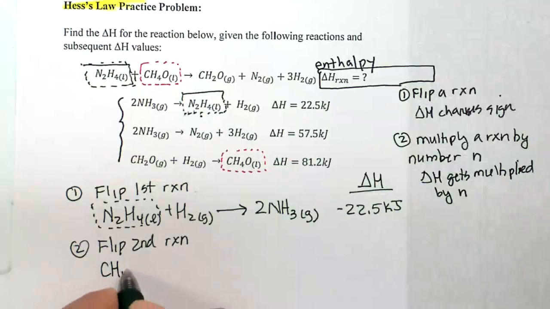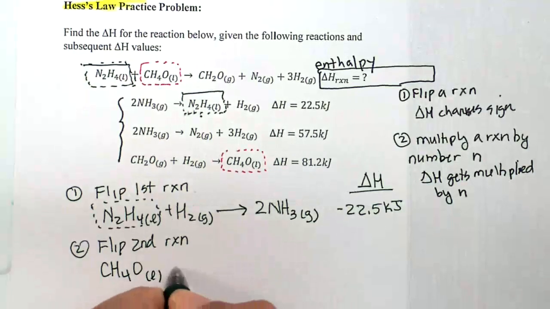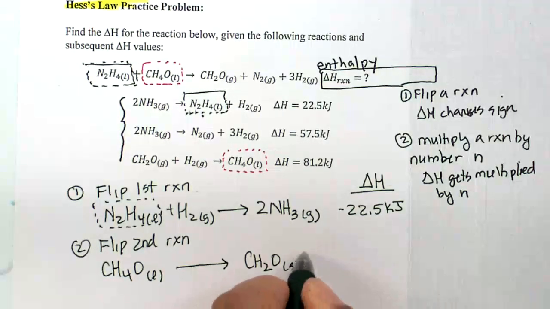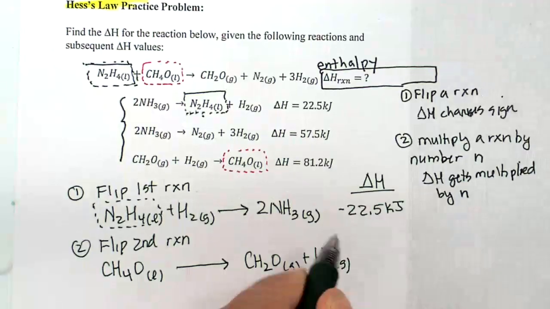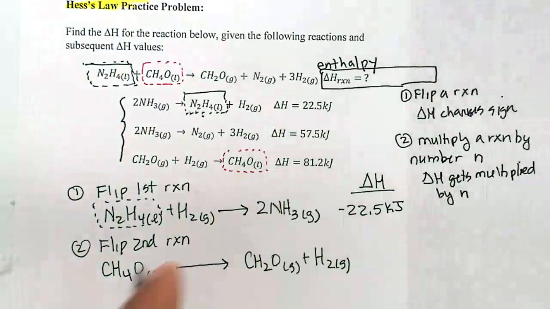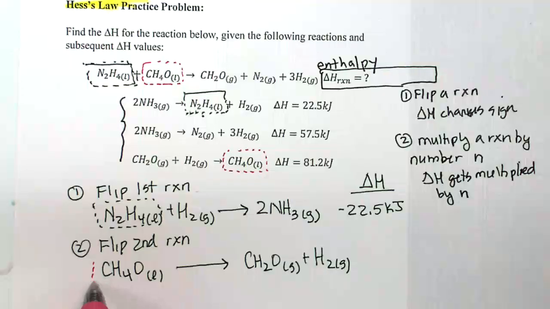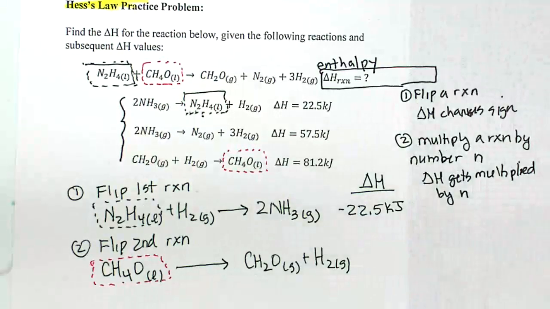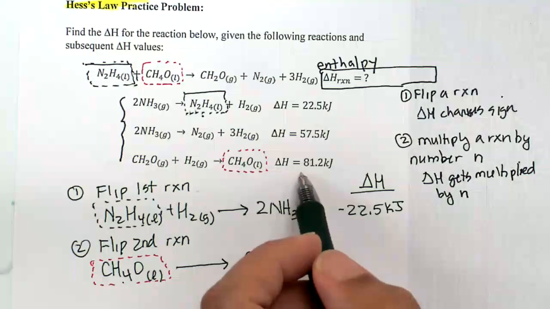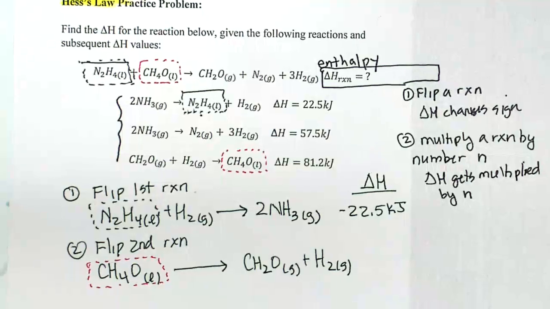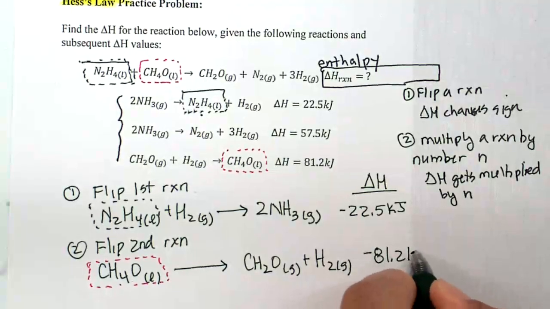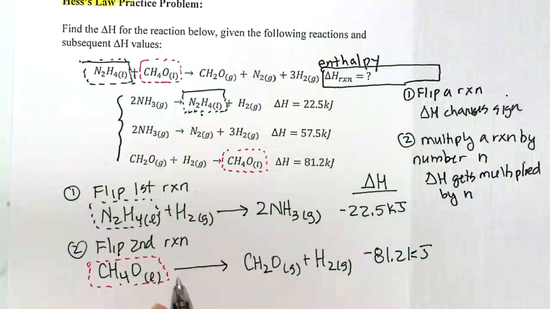Let's go ahead and do that quickly here. CH4O liquid. Okay, this is going to CH2O gas plus H2 gas. Okay, so now our CH4O, just like the N2H4, is in the reactant side. Okay, so 2 for 2 here. And what will we do here to this delta H now that we flipped it? Yes, sir, we'll change the sign to minus 81.2 kilojoules.